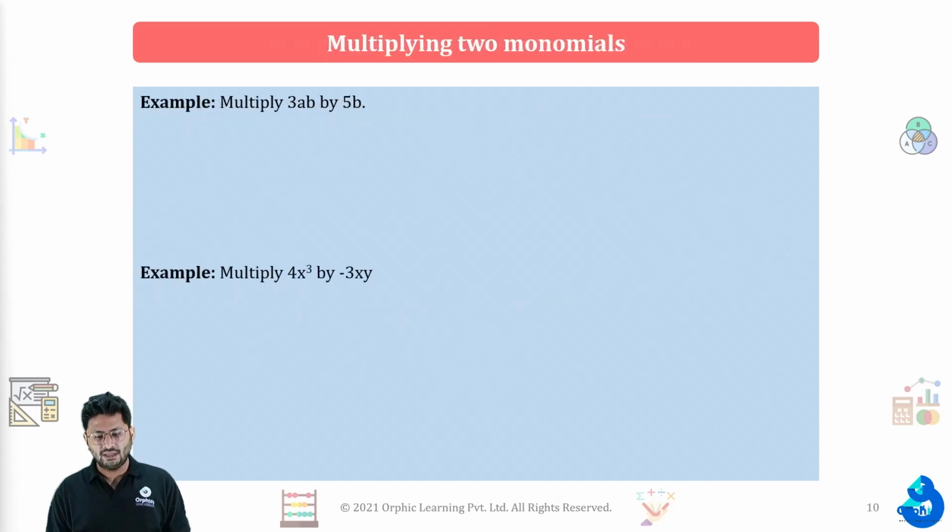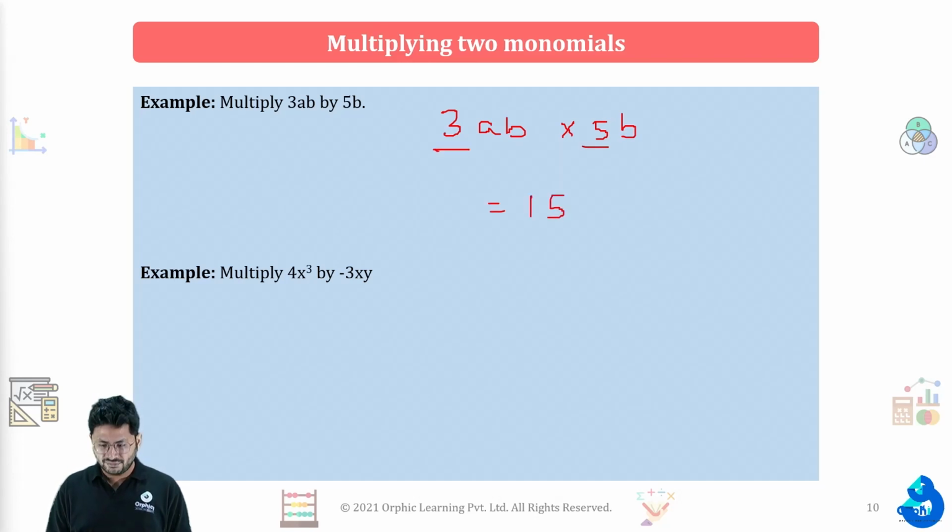So let's do a question on this. So 3ab into 5b, 3ab into 5b. So first of all, multiply the numbers. 3 into 5, that is equal to 15.